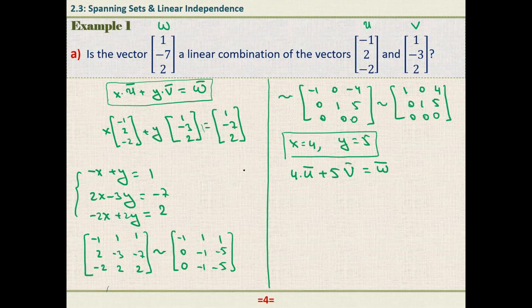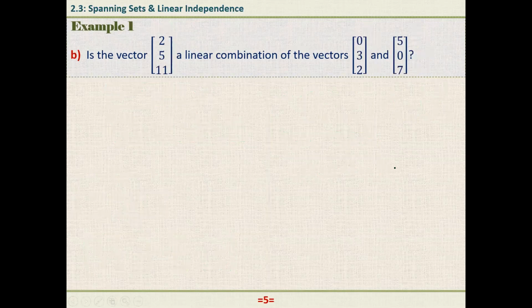And see, there's the relationship between how the things are connected to each other. It's asking, is the vector a linear combination of these given vectors? It means now if you just form the system, is the system consistent or not? Now let's see another example.